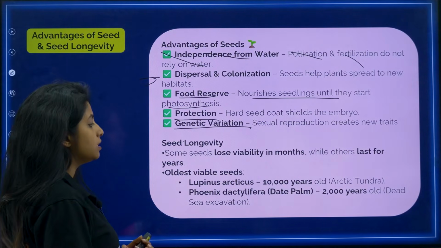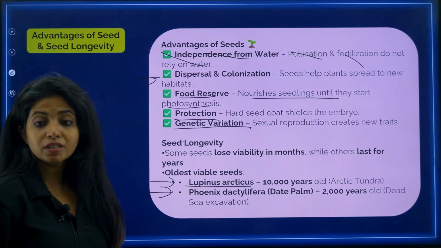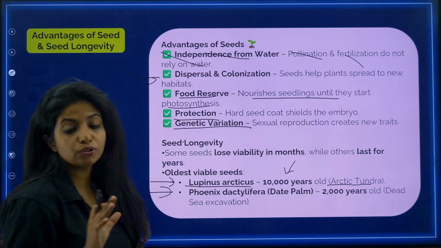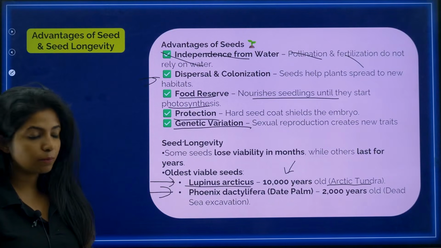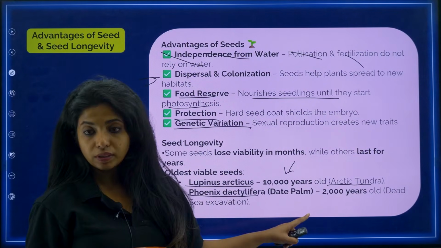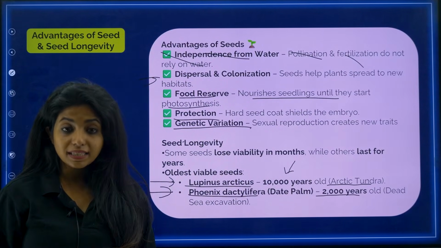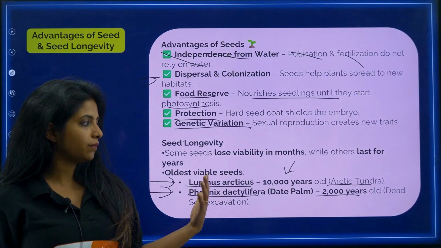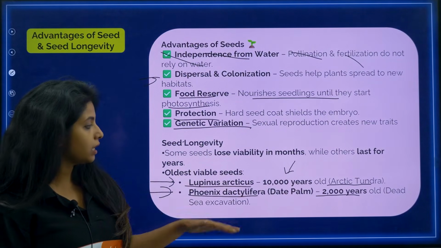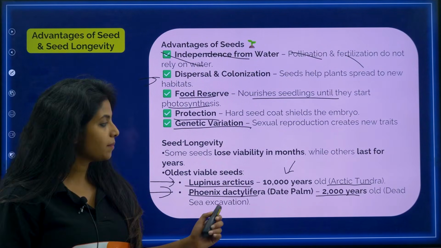So, oldest viable seeds, my dear children, a very important question. Lupinus arcticus, 10,000 years old. It was from the Arctic tundra. A 10,000 year old seed, my dear children, from Lupinus. The plant's name is Lupinus arcticus. Then you have Phoenix dactylifera, date palm, which remained viable for 2,000 years and was excavated from the Dead Sea, from King Herod's time. So Lupinus arcticus 10,000 years and Phoenix dactylifera 2,000 years. Cool. Will you remember this?